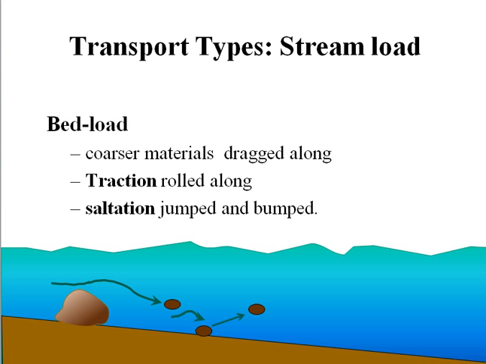The other method of transportation in the stream load is called bed load. Oops, I did suspension already. So bed load is where material is transported with some contact along the stream bed. The heavier, bigger material is moved by traction, so it might be pushed or rolled along over time. Smaller material can move by saltation, which is kind of jumping and bumping, where one grain will knock into another and push it up higher into the stream flow, where it'll land further down the stream.